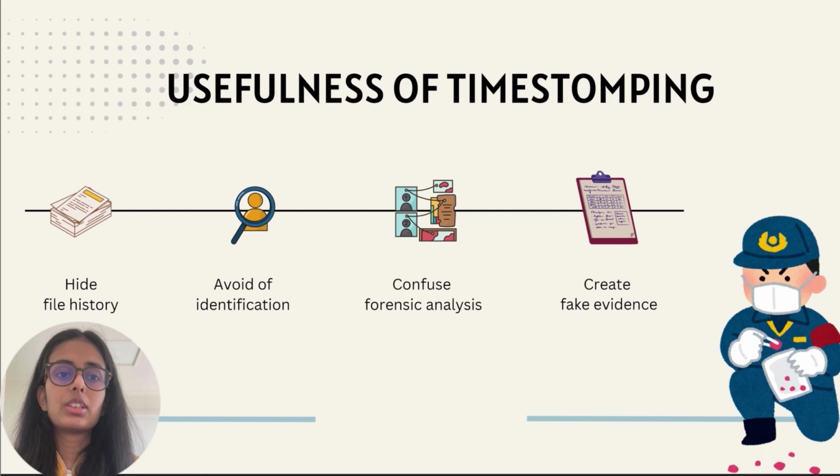The third one is confusing forensic analysts. Using time stomping, it will take investigators time to figure out what happened, and it will be hard to figure out the correct timeline. The fourth one is creating fake evidence. Time stomping can be used to create or modify evidence to cover up what actually happened or to make false evidence. Thank you.